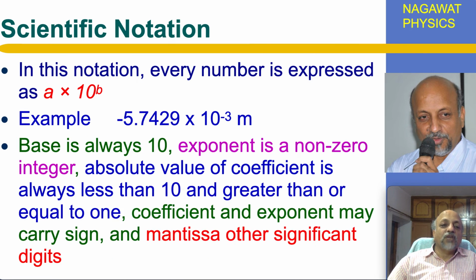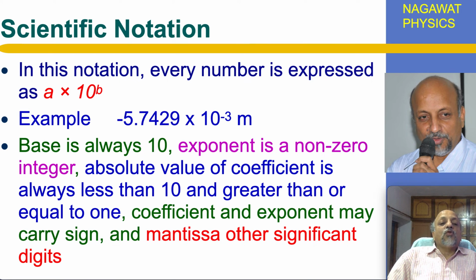But in this unit system, you have to follow the rule that base would always be 10, exponent is a non-zero integer. You can't write 10 raised to power 0 because 10 raised to power 0 is 1, identity, which is multiplicative identity. So exponent should be a non-zero integer. It can be positive or it can be negative integer, but it cannot be 0.